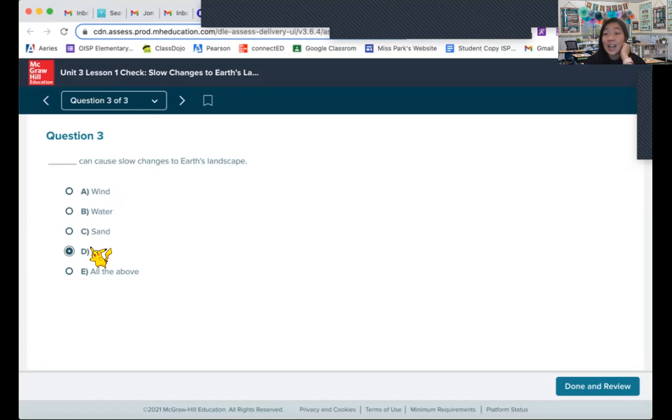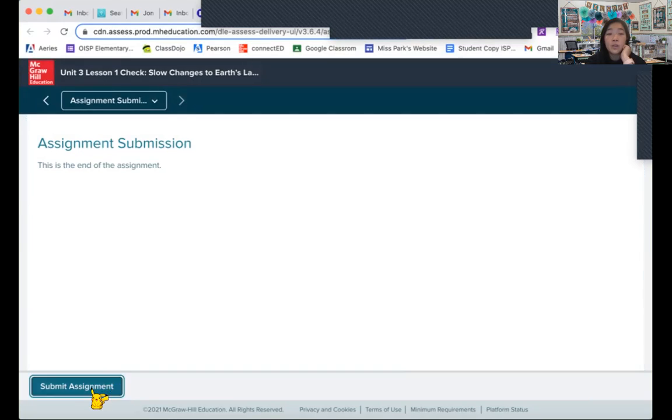Sand and ice can also cause slow changes to the Earth's landscape. The ice is like the glaciers. That's a slow change. If the sand keeps moving slowly, then that area, like sand dunes, is going to change slowly over time. So the best answer is all of the above.